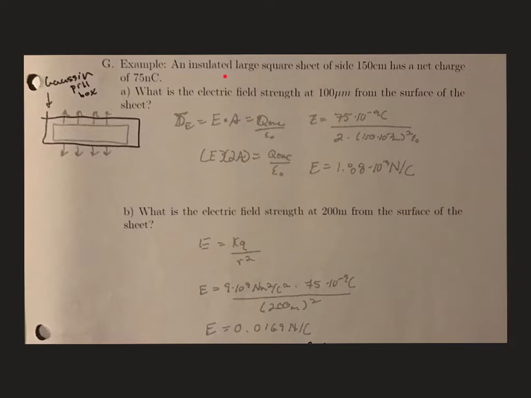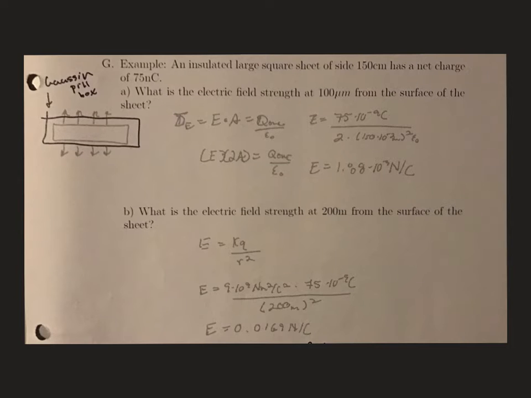Alright, so we have an insulated large square sheet. We're given the dimensions 150 centimeters by 150 centimeters since it's a square, and it has a net charge of 75 nanocoulombs. And we want to know what the electric field strength at 100 micrometers is and the electric field strength at 200 meters. And the difference between A and B is going to be a difference in perspective.